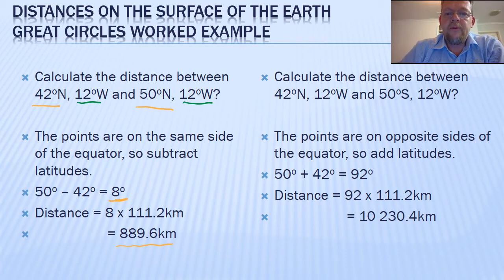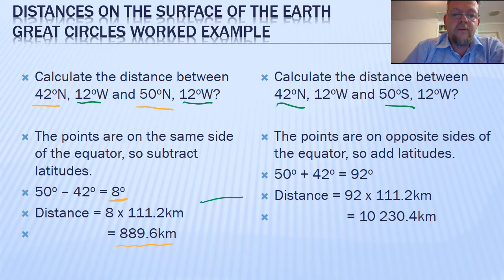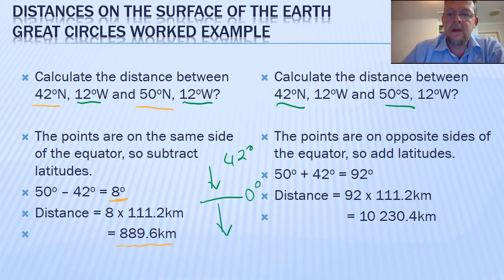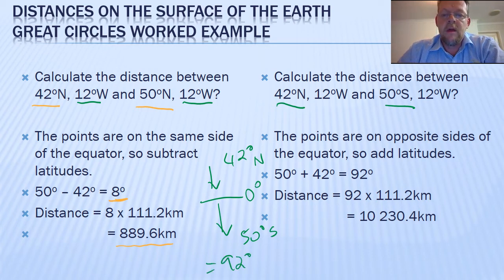But what if we're going to go from 42 degrees north now down to 50 degrees south? We are crossing the equator, so we are going from 42 degrees north down to 0 degrees, and then we're going to go down further another 50 degrees, so that's north, that's south. That's a total of 92 degrees that you're traveling. It's still along a great circle because we're on that line of longitude. So we're just going to add those two up together.